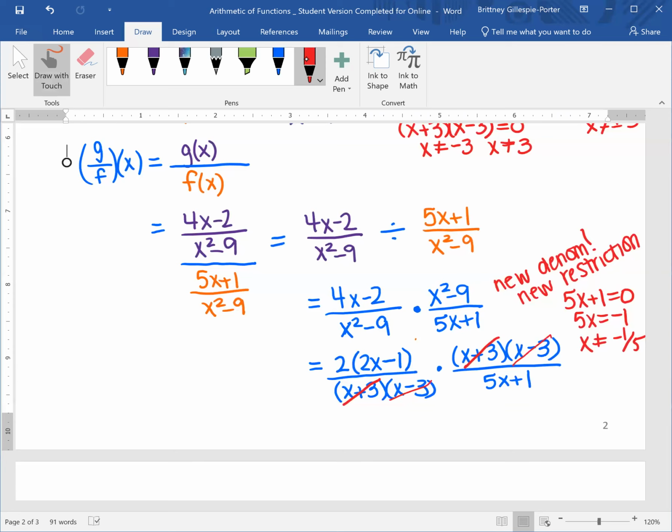The ones aren't going to cancel because the one in the first numerator is with the 2x, and the one in the second denominator is with the 5. So we wind up getting 2 times 2x minus 1 all over 5x plus 1. And that is our answer for g divided by f of x.